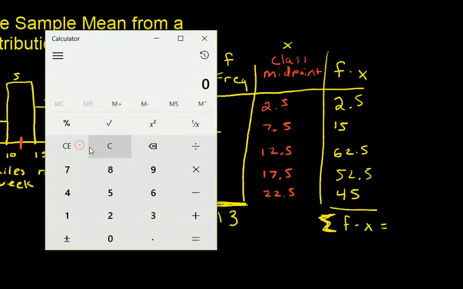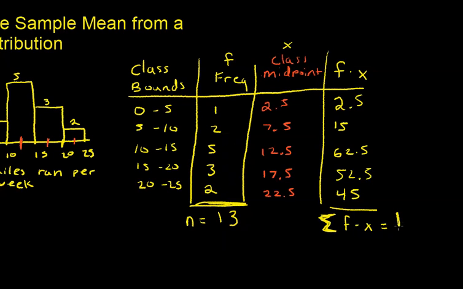I'm going to pull out my calculator to sum this up. Let's clear it out. 2.5 plus 15 plus 62.5 plus 52.5 plus 45 is 117.5. Let's write that down. 117.5. Let's take that sum and divide it by the sample size, and we'll get our sample mean.